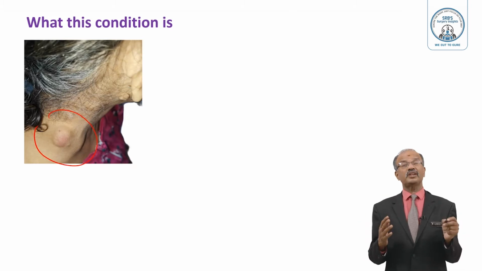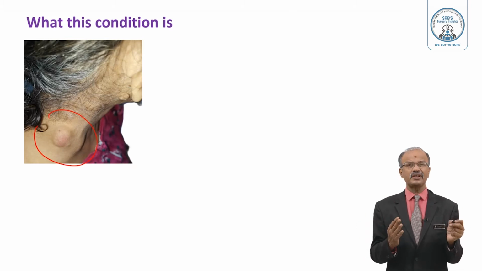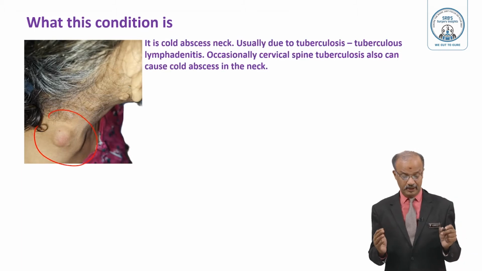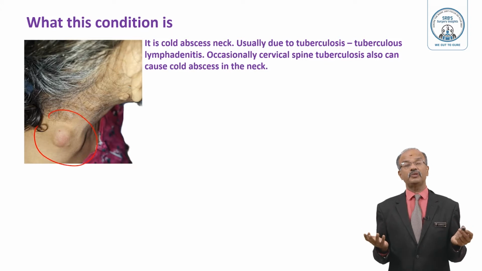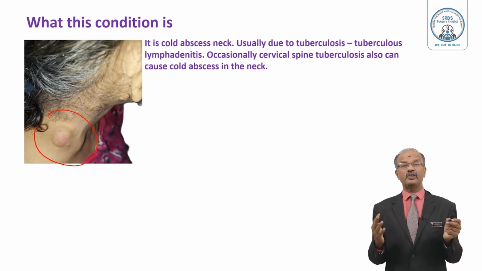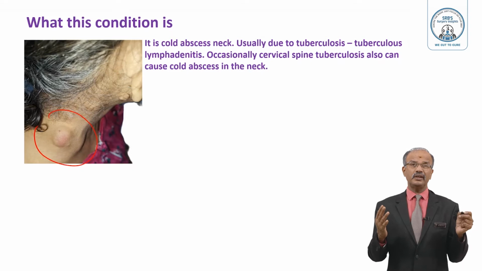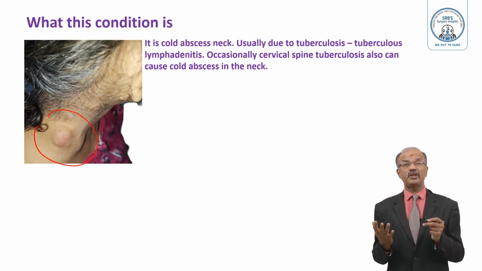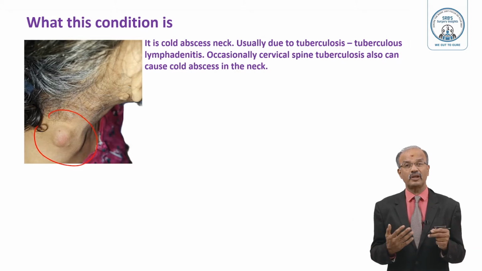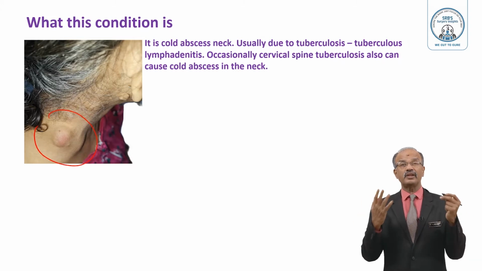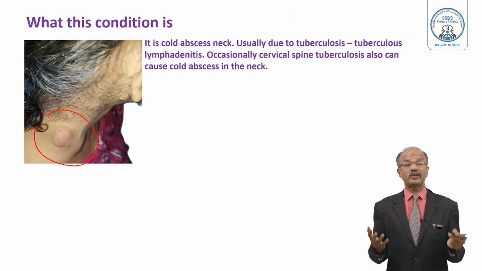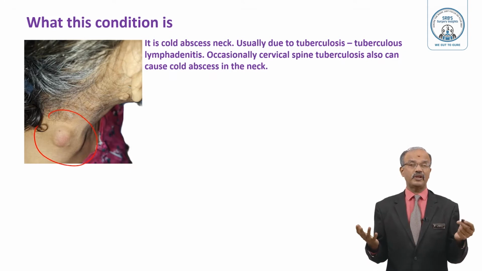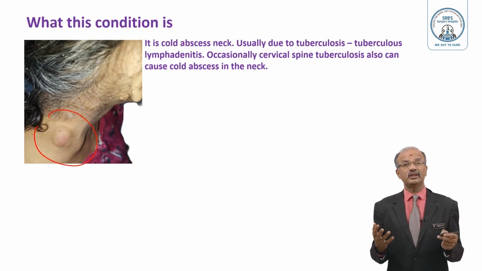So what is the probable condition? There is a local swelling, some redness is there, but no pain. So this has to be a cold abscess of the neck, and usually it's due to tuberculosis, commonly tuberculous lymphadenitis. Occasionally tuberculosis from another region can trickle down and form an abscess here along the fascial planes or along the neurovascular bundle, especially when there is tuberculosis of the cervical spine, C4, 5 or 6.